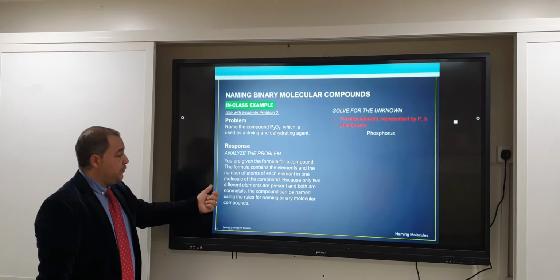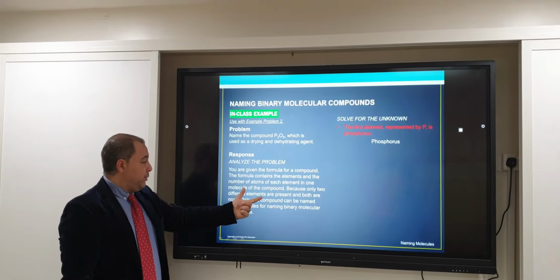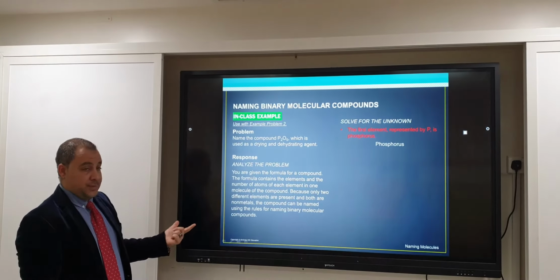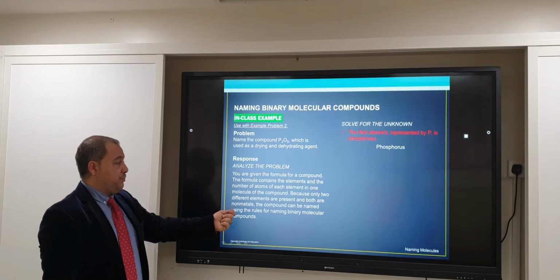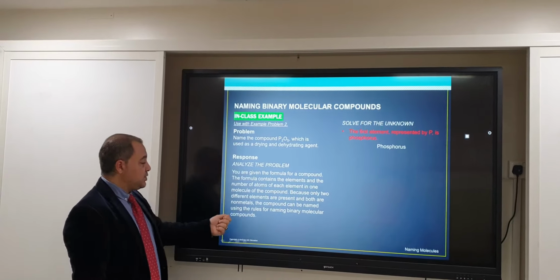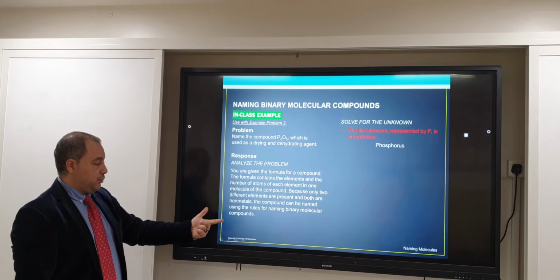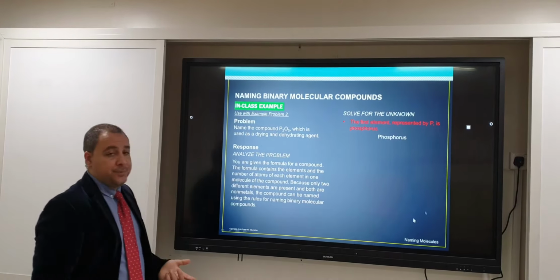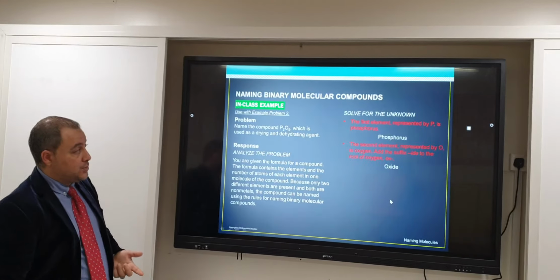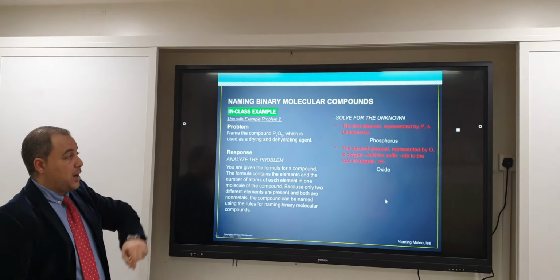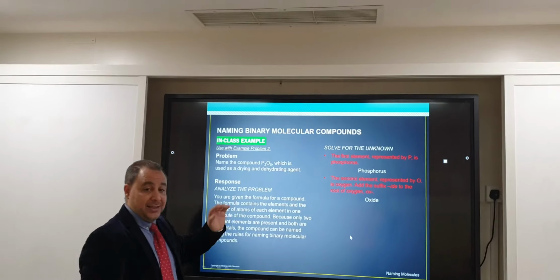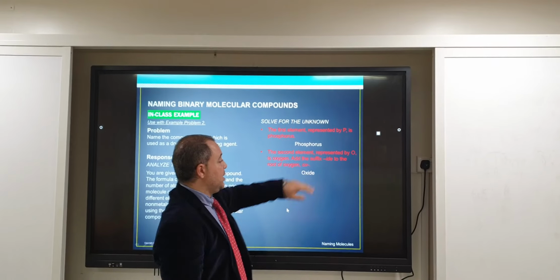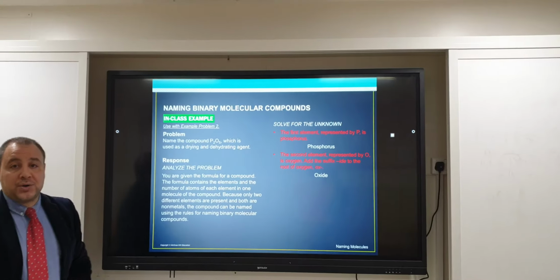Because only two different elements are present and both are non-metals, phosphorus and oxygen, the compound can be named using the rules for naming binary molecular compounds. The first element is called phosphorus. Good. The second element is oxygen, but we add the suffix -ide, so it's called oxide.